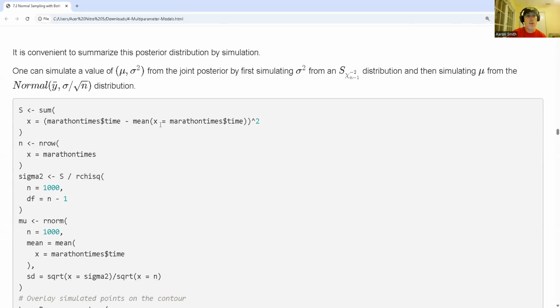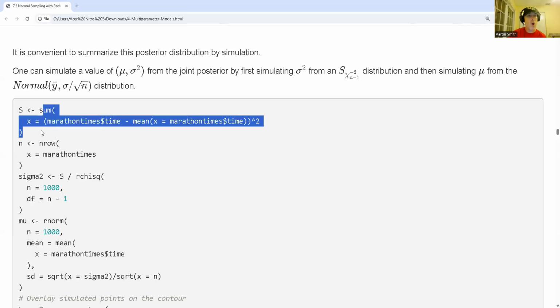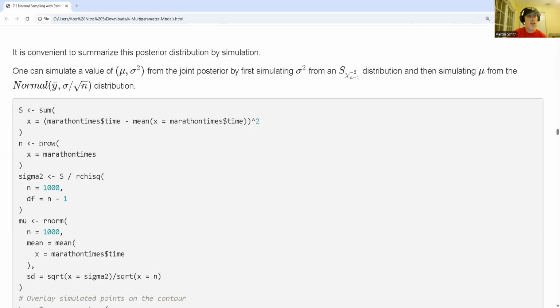All right, so I've got the marathon times, the mean, taking the square of the difference, then adding them all up, that's my S. N is the number of observations I have. Now here, I'm going to take that S, divide by a random chi-squared value with the corresponding distribution that we've established. And then from here, I'm going to take the mean there. I'm going to take the sigma squared here.